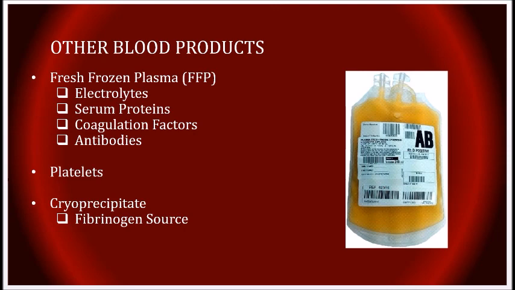It is worth mentioning some other blood products. We did mention this before. So fresh frozen plasma contains your electrolytes, serum proteins, coagulation factors, antibodies. Platelets are your pool of platelet cells to help agglutinate and form a physical clot. And sometimes we give patients cryoprecipitate, because if they have a very low source of fibrin, then the coagulation cascade doesn't work properly, and the patient cannot form stable clots.